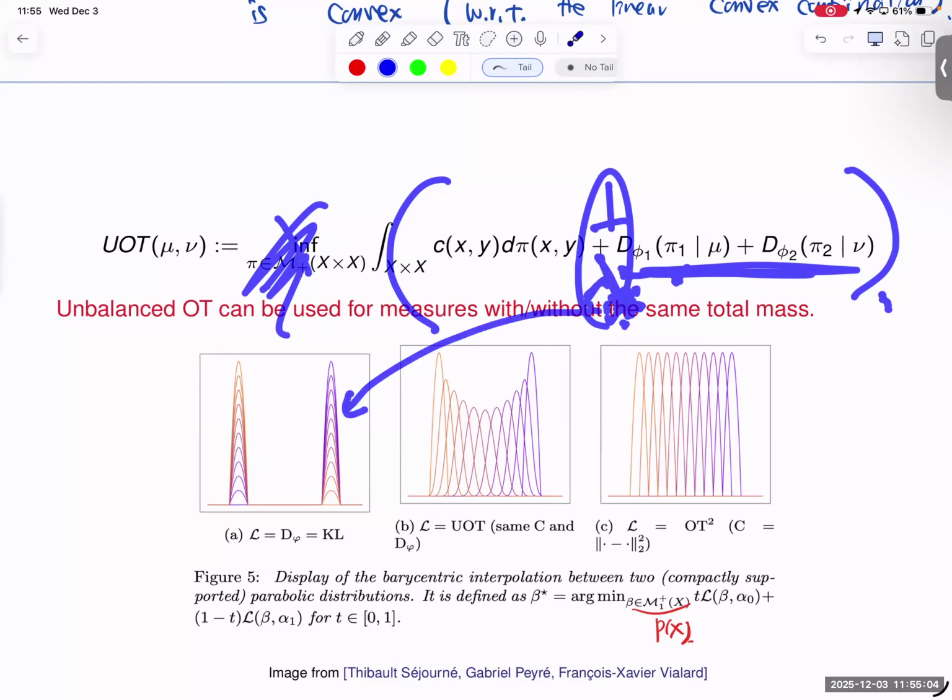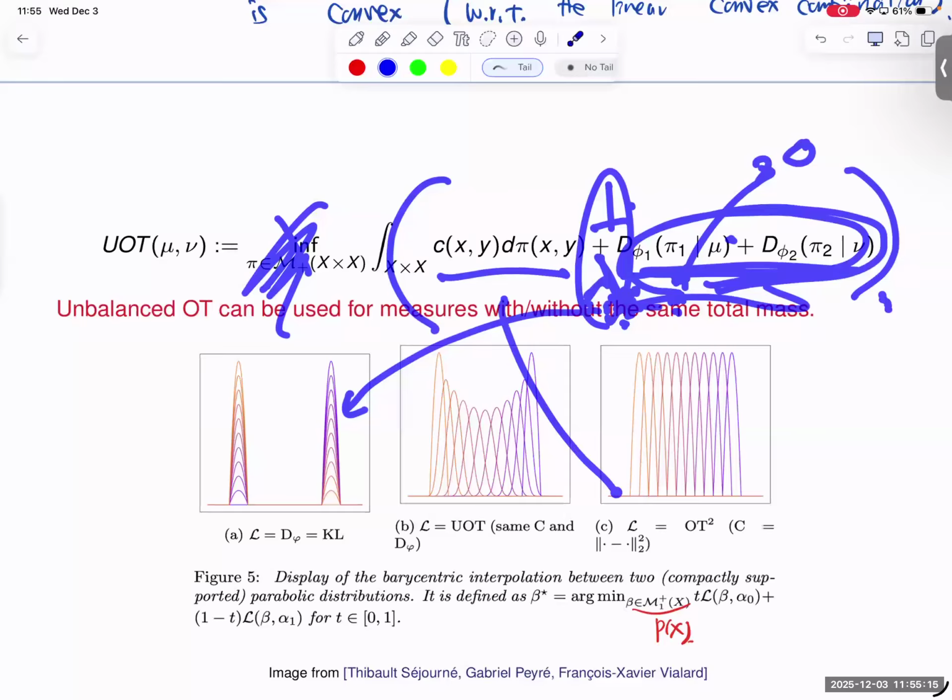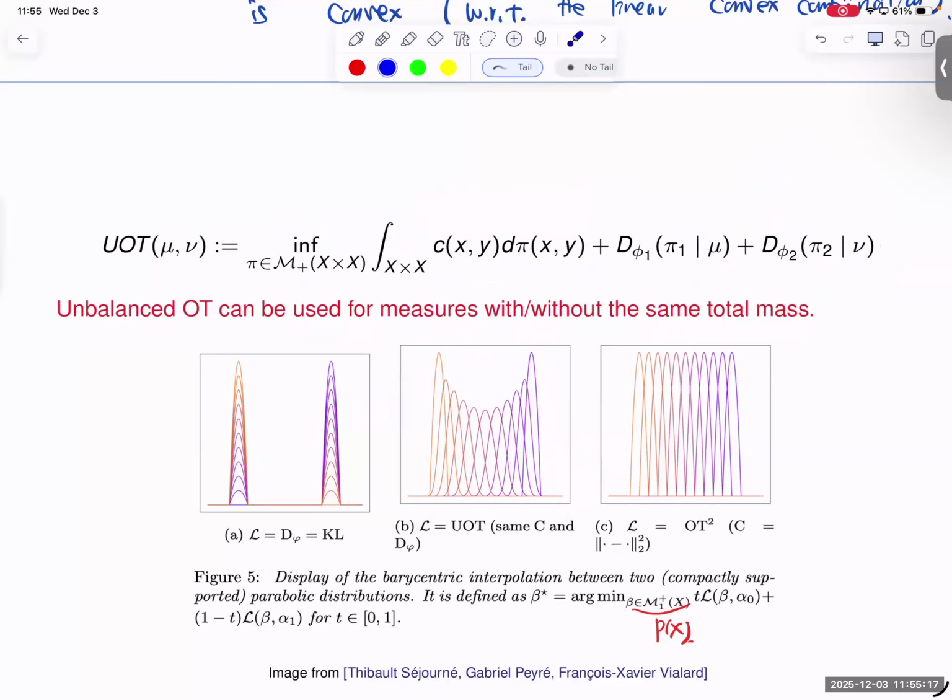And if lambda goes to 0, then this penalty becomes very large. Then you really want to turn this into 0. That is kind of the optimal transport case. Oh, okay. Yeah, you're right. Okay, I think I was wrong. Thank you. So whatever it is, okay.